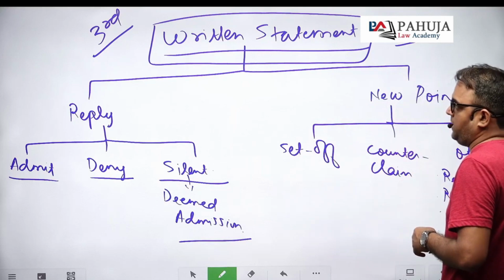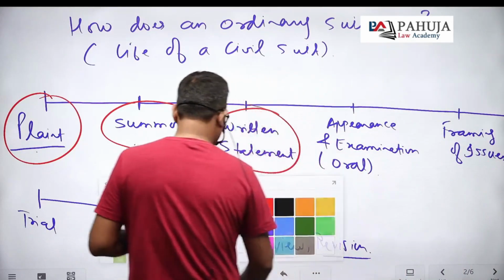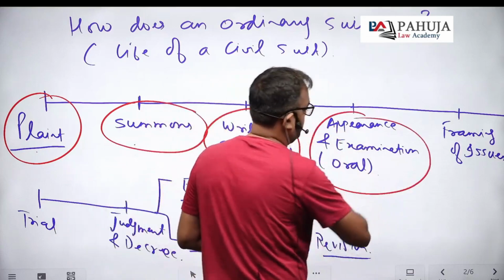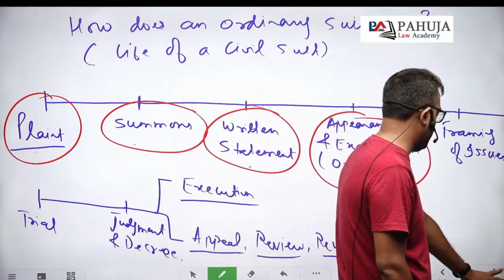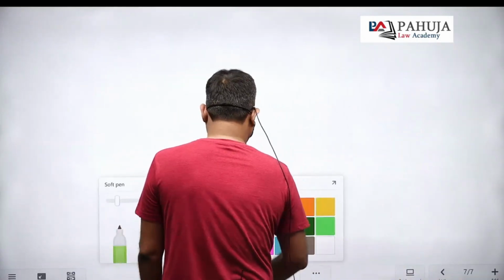So that was the third point. Let's go to the fourth point. The fourth point of the fourth step is appearance and examination of the parties. Okay, this examination is actually an oral examination. Chalo, let's go.